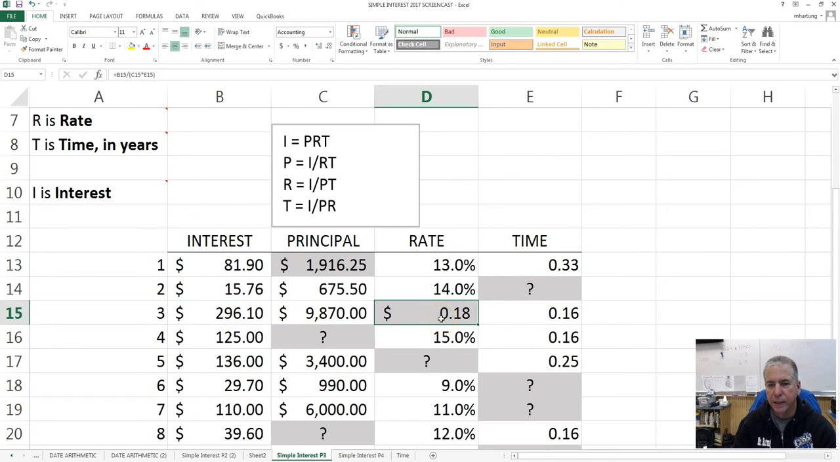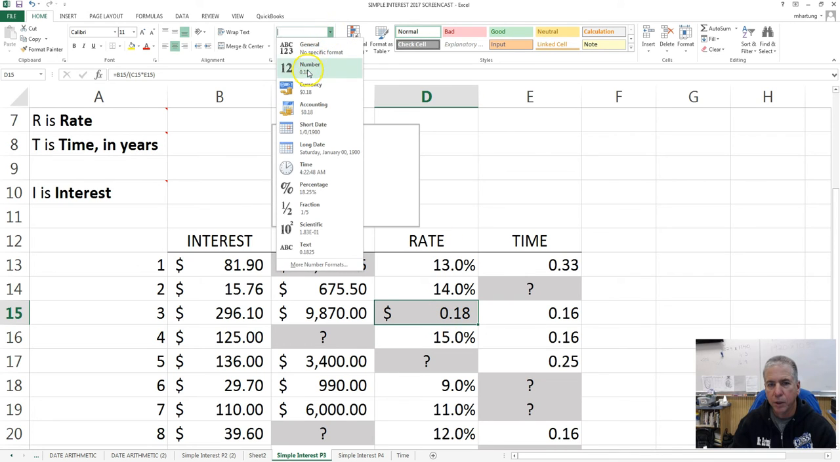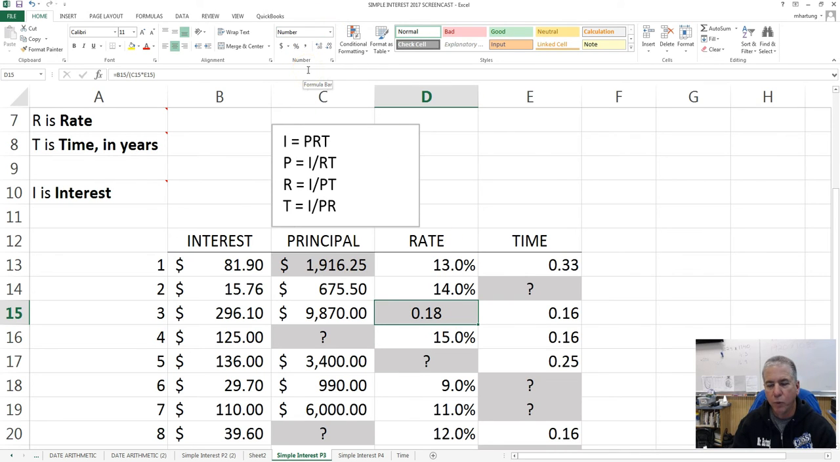Now, our formatting is clearly not what we want. So let's go in first and make it a number and see what we got. So 0.18. So it's looking like once we convert that, we should have an answer of 18%. And there it is. And we'll increase that by 1 place, 18.3%.